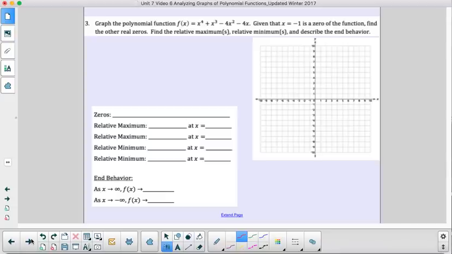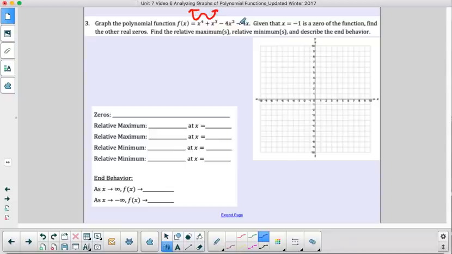Find the other real zeros and the max, the min, all of that. So since I know it's to the 4th degree, it's probably going to look something like this. Okay, and that just comes from lots of practice. And what do we notice about this one?